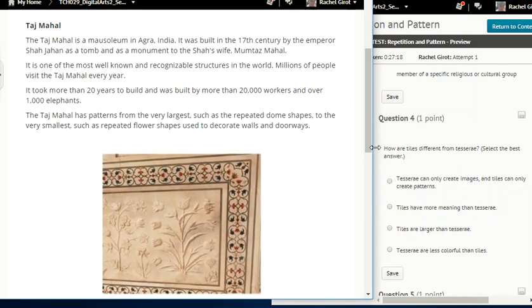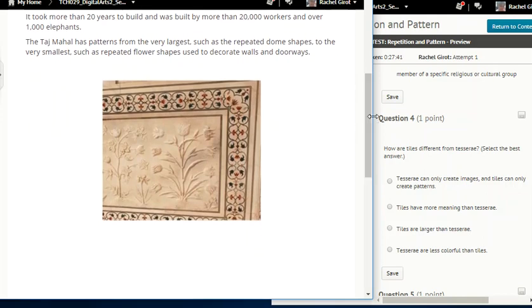The Taj Mahal is a mausoleum in Agra, India. It was built in the 17th century by the Emperor Shah Jahan as a tomb and as a monument to the Shah's wife, Mumtaz Mahal. It is one of the most well-known and recognizable structures in the world. Millions of people visit the Taj Mahal every year. It took more than 20 years to build and was built by more than 20,000 workers and over 1,000 elephants.